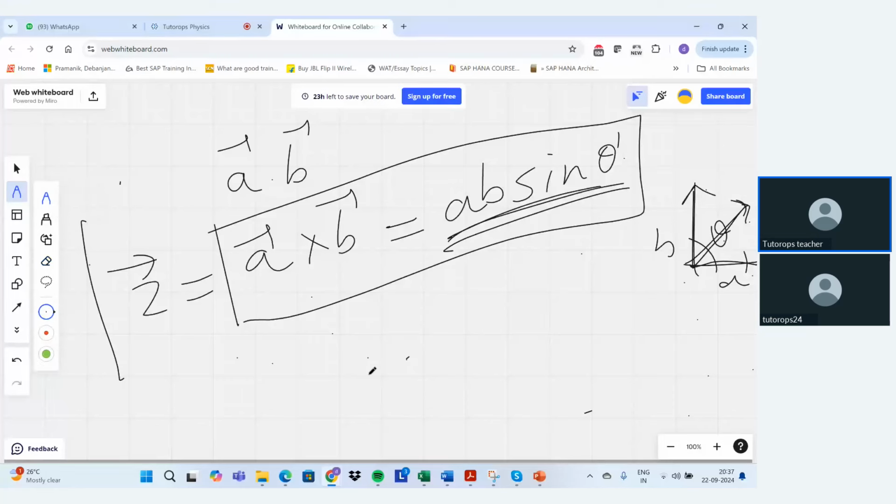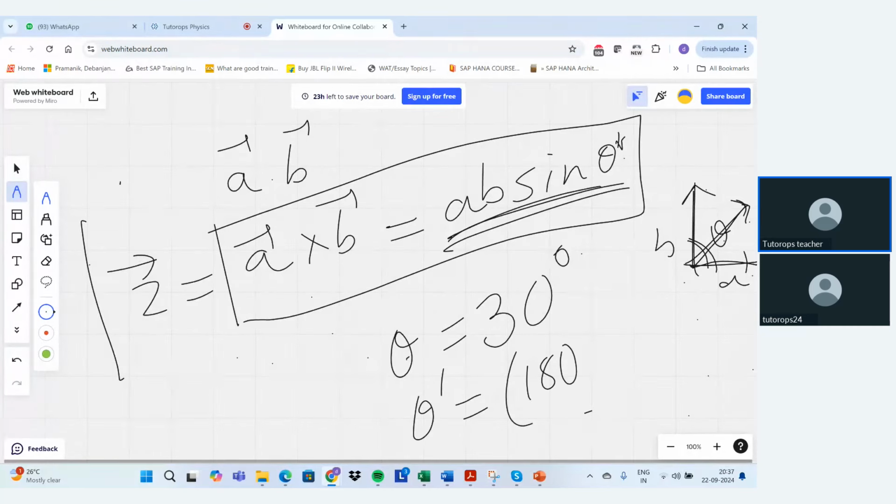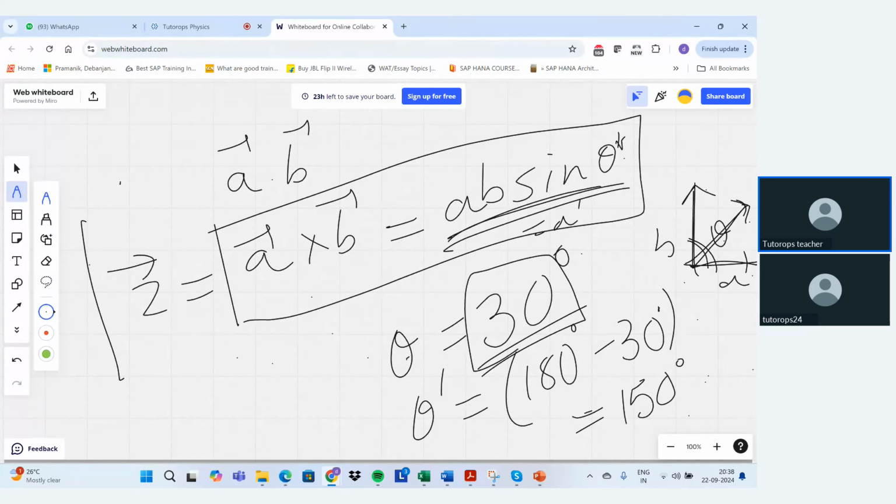For example, this is 30 degree. You have to calculate two things. If theta is 30 degree, my theta sharp will be 180 degree minus 30 degree, so it comes 150 degree. Always we will take the smaller amount, so here we will take the 30 degree. So this will be AB sine 30 degree.